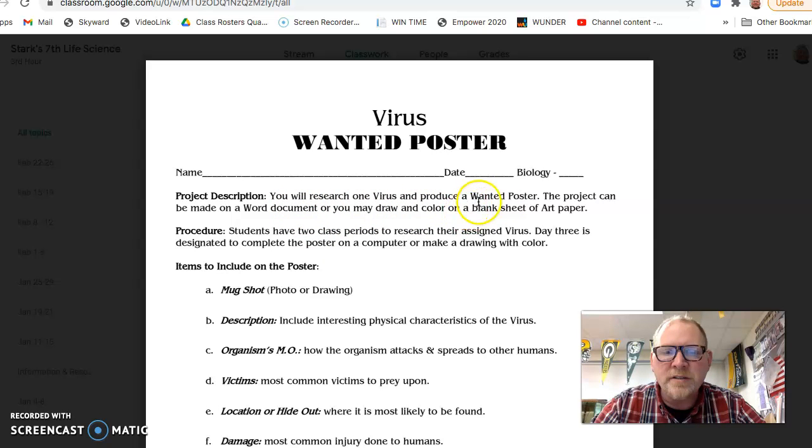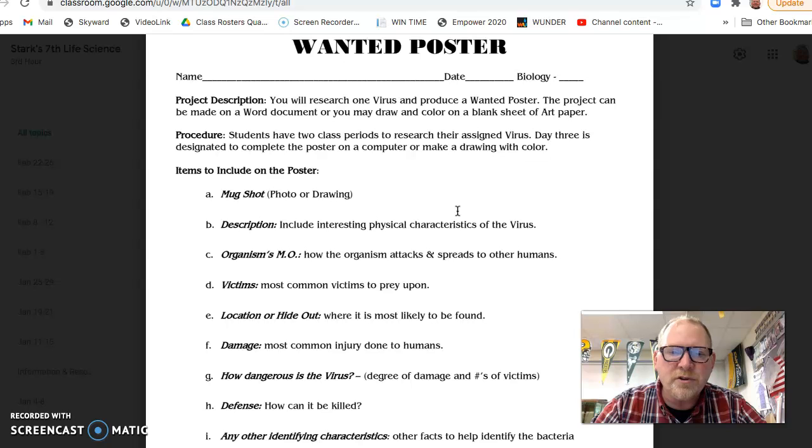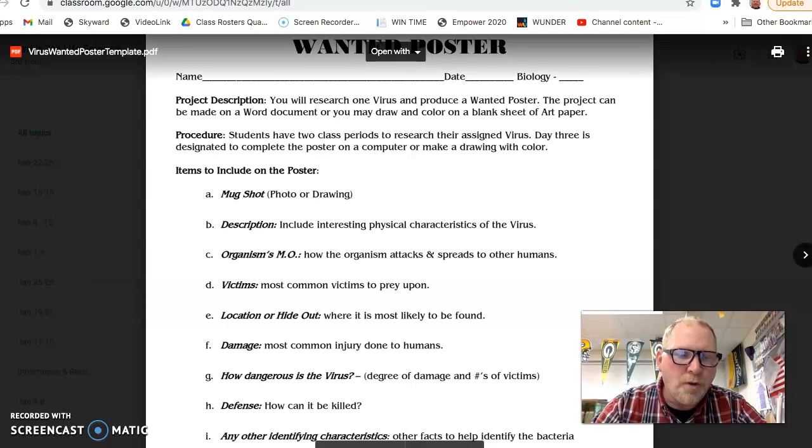You guys that are in class, in school, you're going to do yours as an art paper, like on a piece of construction paper. You're going to have 2 class periods. You're going to have Wednesday and Thursday for research, and then Friday, which is a half a day, you'll also have for research, or you can be working on completing the poster. And the whole thing will be due on Monday, March 1st.